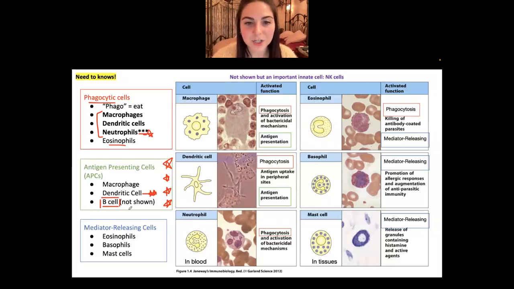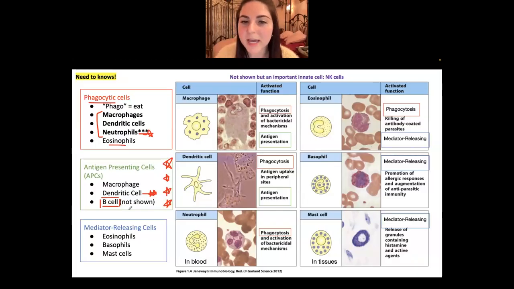Obviously they can't present antigen to themselves, but they can present antigen to T cells. We'll talk about that with B cells on Thursday, but these are the 3 you definitely need to know: macrophages, dendritic cells, and B cells. Sometimes you might even just get a question like, what are the 3 antigen presenting cells? That's how important it is to know it.